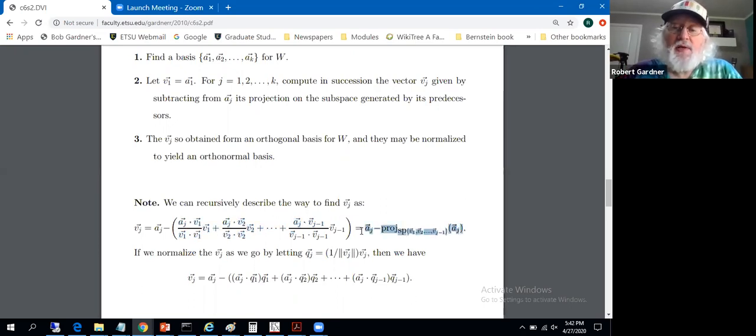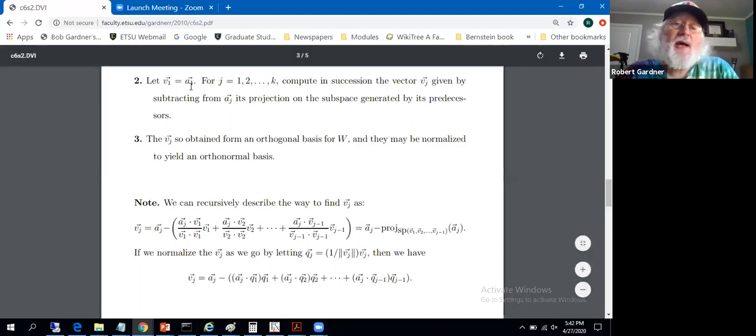Symbolically, that's fairly easy to write. You're just taking A sub j and subtracting its projection onto this little subspace here. This is W sub j minus 1. If you think about vectors as having magnitude and direction, this is all about the direction stuff. We're taking V sub 1 as the first direction. We're taking as V sub 2 the second vector minus the piece of the second vector that points in the direction of the first vector.